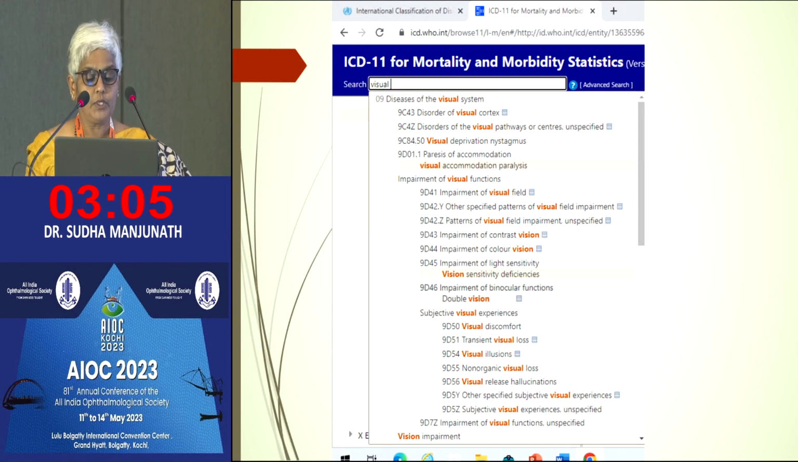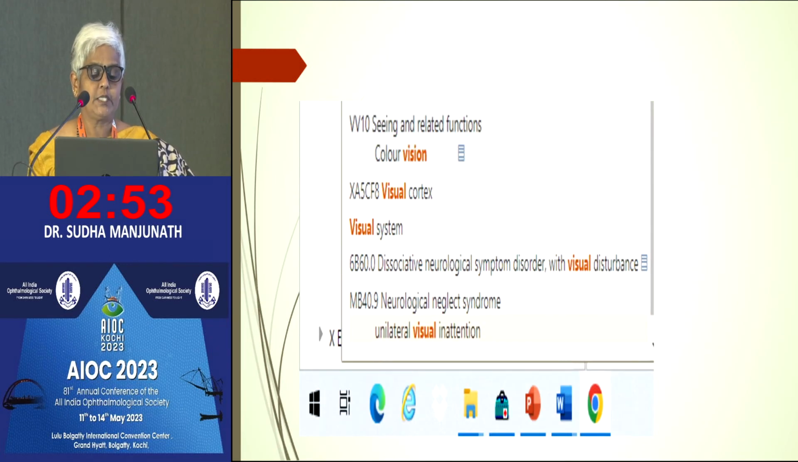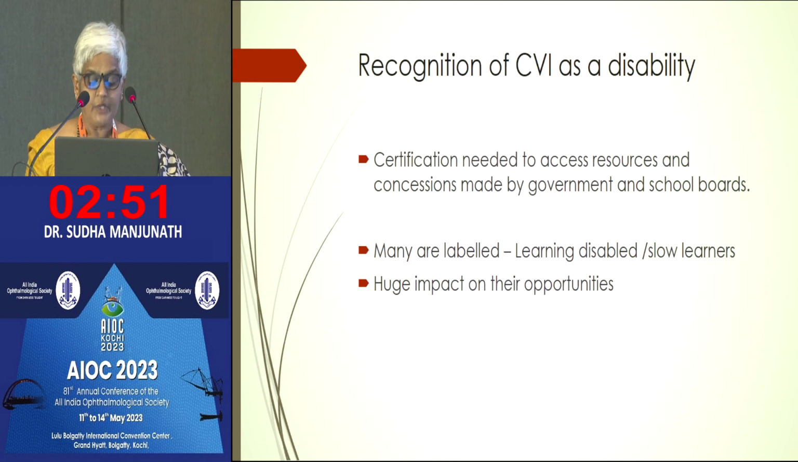ICD-11 has progressed a little bit in the sense that it does describe disorder of visual cortex and contrast sensitivity and color vision impairments also in the new set which has been released in January 2023. But still, it does not describe visual function. So if we have to tell a school board that this child has got good vision but he cannot copy from the board, they will just look at you and say, where are you coming from? So many of these children end up being labeled as learning disabled and slow learners.